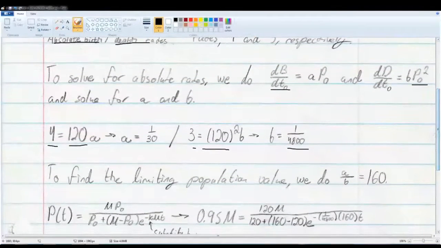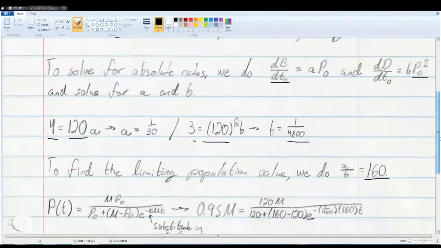To find the limiting population value, we actually take A over B, and that's 160. The reasoning behind that is the squirrels are dying for a reason, probably the surroundings. So the surroundings are going to limit the birth and death rate to some extent. So 160 is the full limit.